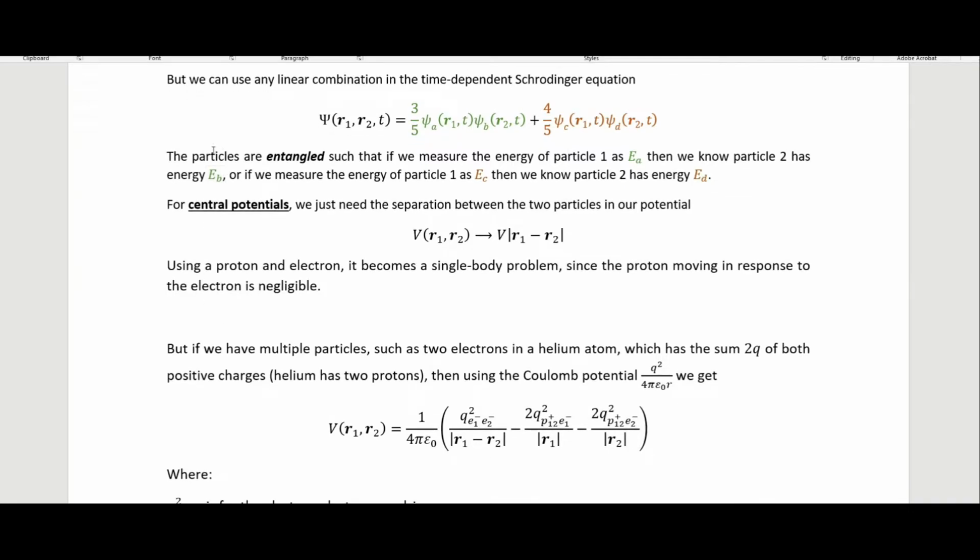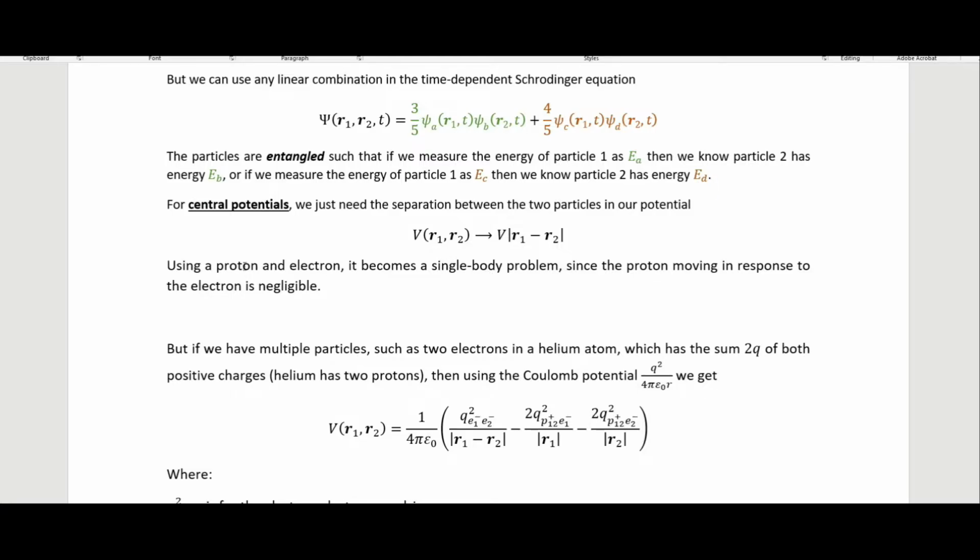And then for central potentials, which, like I said, is when the two particles have their own potentials, and that's how they're interacting with each other, we just need to do a separation between the two particles. So we're looking at the separation between particle 1 and particle 2, because their potentials are interacting with each other, and those potentials are a function of the distance from each other.